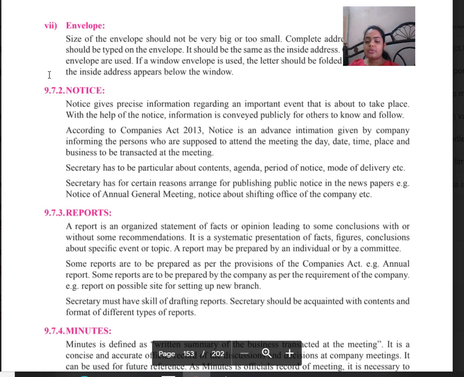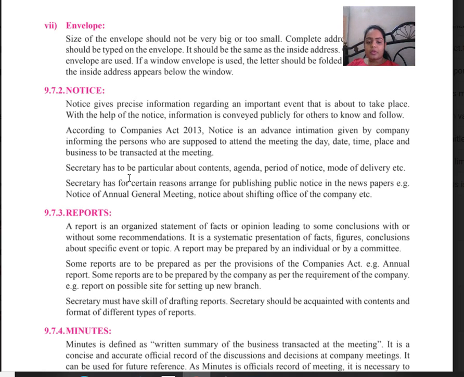The secretary has to see to it that a public notice is also given in the newspaper for the annual general meeting or about shifting of the office of the company from one place to another. So all these things are to be properly mentioned in the notice of the company. Now, after this, we shall be studying about reports.